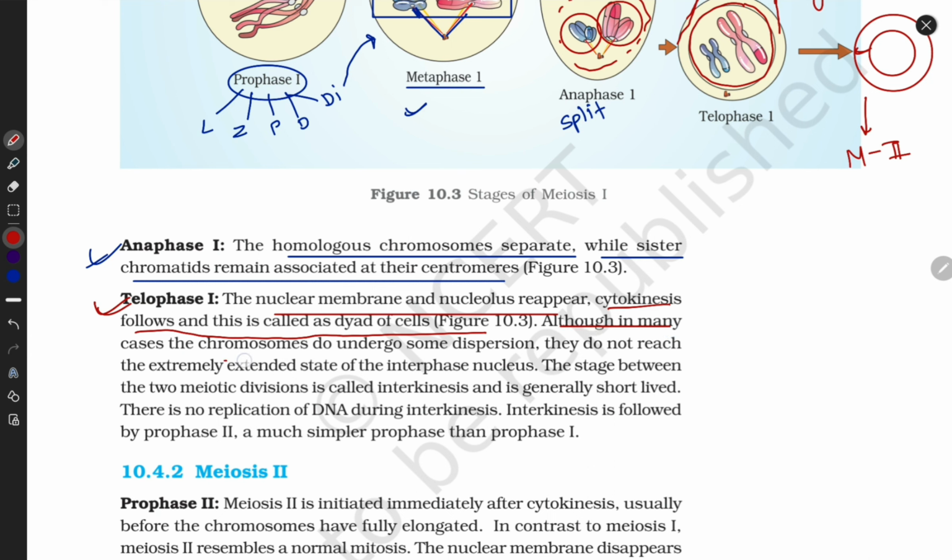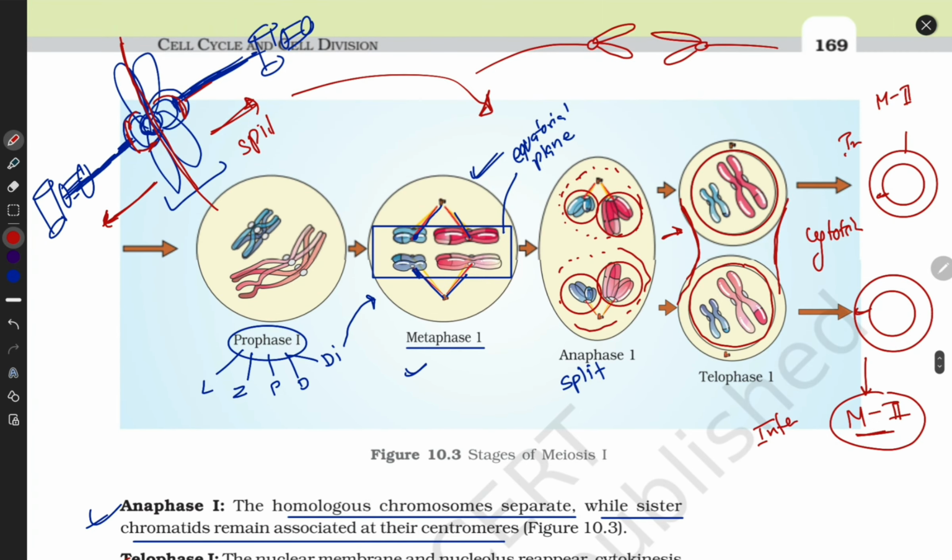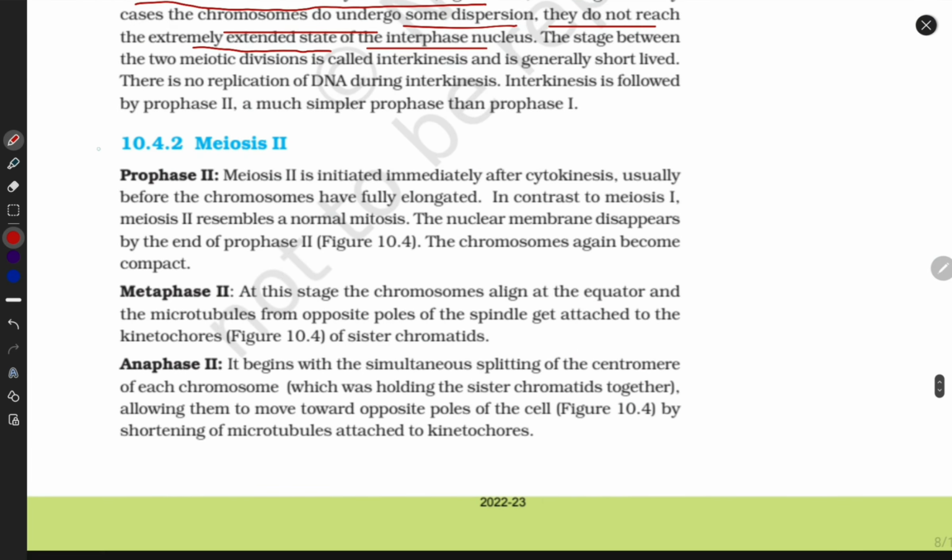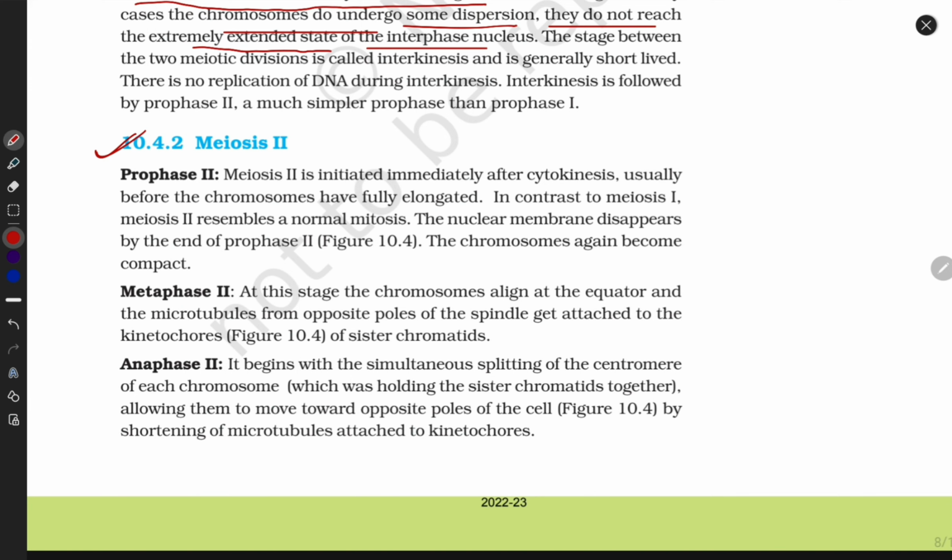Although in many cases the chromosomes do undergo some de-condensation, they do not reach the extremely extended state of the interphase nucleus. They don't touch interphase. They directly enter meiosis second. Let's start with meiosis second, guys. This is simple. It is the same as mitosis.